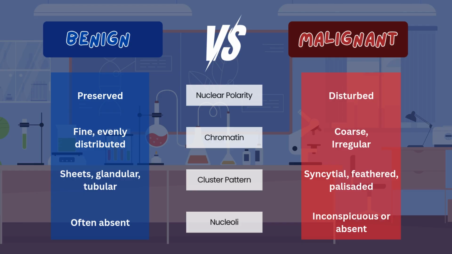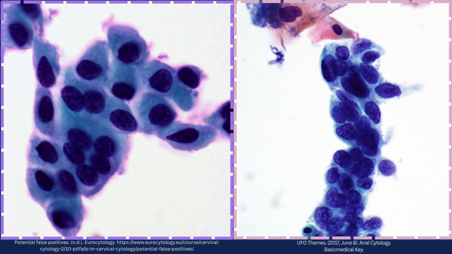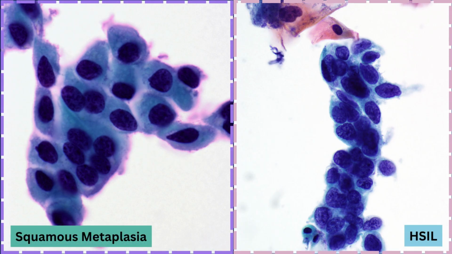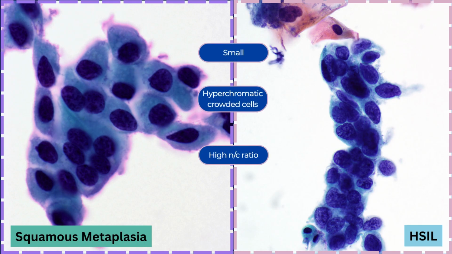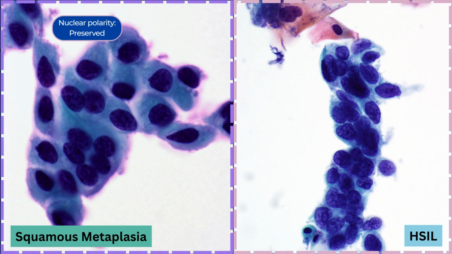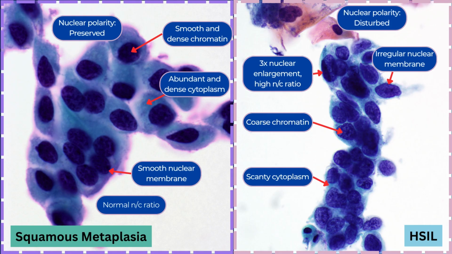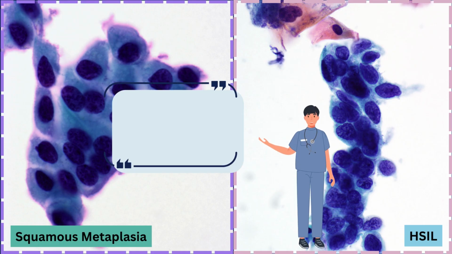Nucleoli are usually absent. One common pitfall is mistaking squamous metaplasia for high SIL, especially in liquid-based cytology. Both may appear as small, hyperchromatic crowded cells with a high N/C ratio. But the key differences lie in the nuclear details. Squamous metaplasia usually maintains nuclear polarity and shows smooth chromatin, while high SIL shows disorganized nuclei with coarse chromatin. Because these differences are subtle, focusing only on nuclear darkness or crowding can lead to overdiagnosis.